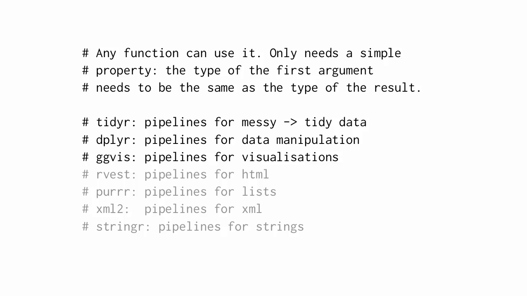So I'm going to show you a few examples of pipelines today. The cool thing about this pipeline operator is any function can use it. It doesn't need any special properties of that function. I'm going to show you a few examples. TidyR, which takes messy data and makes it progressively more tidy. dplyr, which provides pipelines for manipulating data. ggviz for doing pipelines of visualization. But there are lots of other ones for scraping HTML, manipulating lists, working with XML and strings and so on.